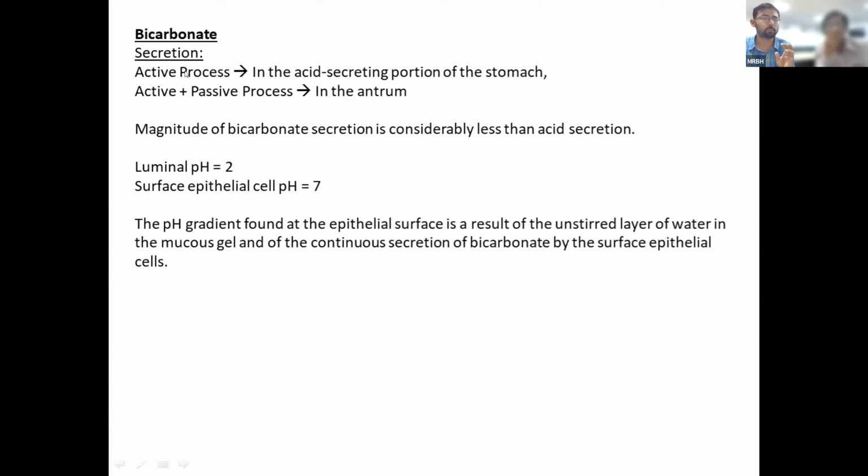It is secreted both by an active and passive process in different parts of the stomach, but the amount of bicarbonate secretion is considerably less than the acid secretion. The luminal pH is 2, whereas the surface epithelial pH is 7. But this gradient is still maintained because there is a large layer of unstirred water.